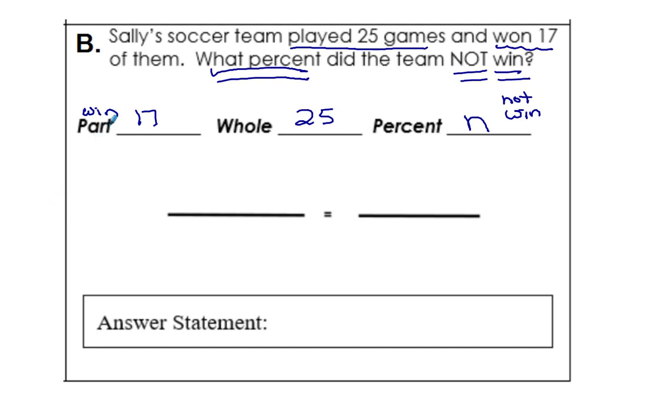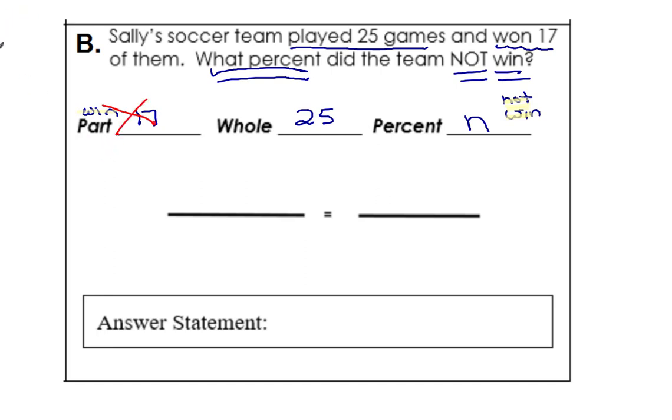Now let's go back and check. Does the part and the percent match? Are they describing the same thing? No, they are not. We want the percent that they did not win, but our part shows the number that they won. So we need to change this. This is not going to be correct. We want to know the part that they did not win.